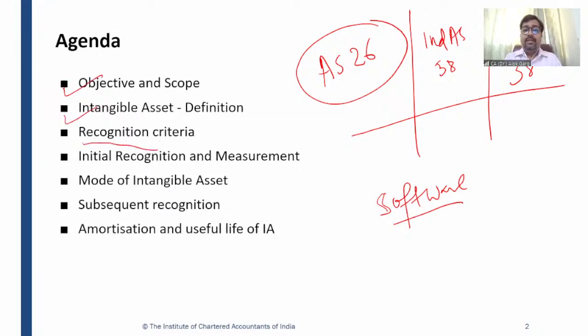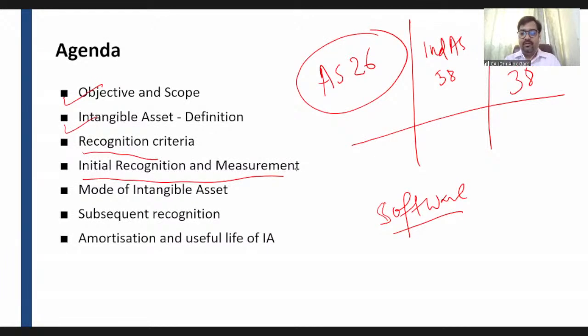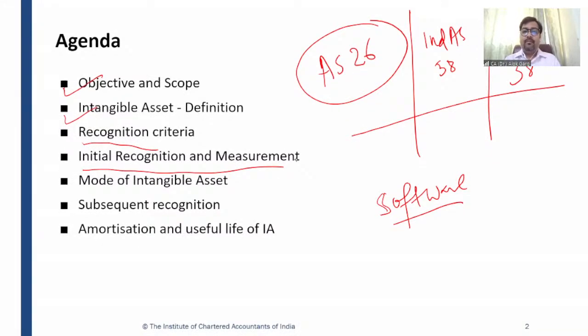Then we will talk about initial recognition and measurement. When you initially recognize your intangible asset, what is the initial measurement? Then the mode of acquiring intangible assets is very important, that is, how these intangible assets can be acquired. First, there could be separate acquisition. You go and buy the intangible asset. For example, you went to Tally and bought the Tally software, or you went to Oracle and bought the ERP.